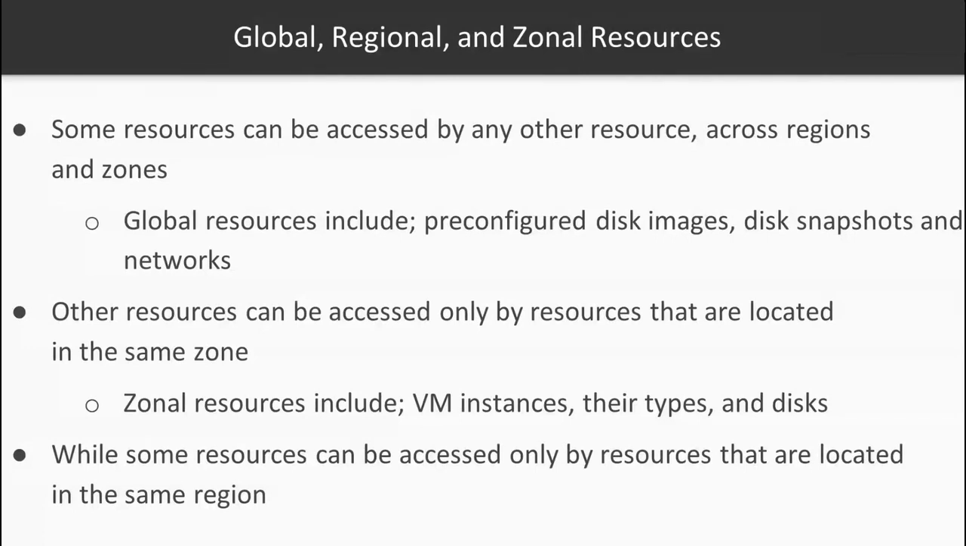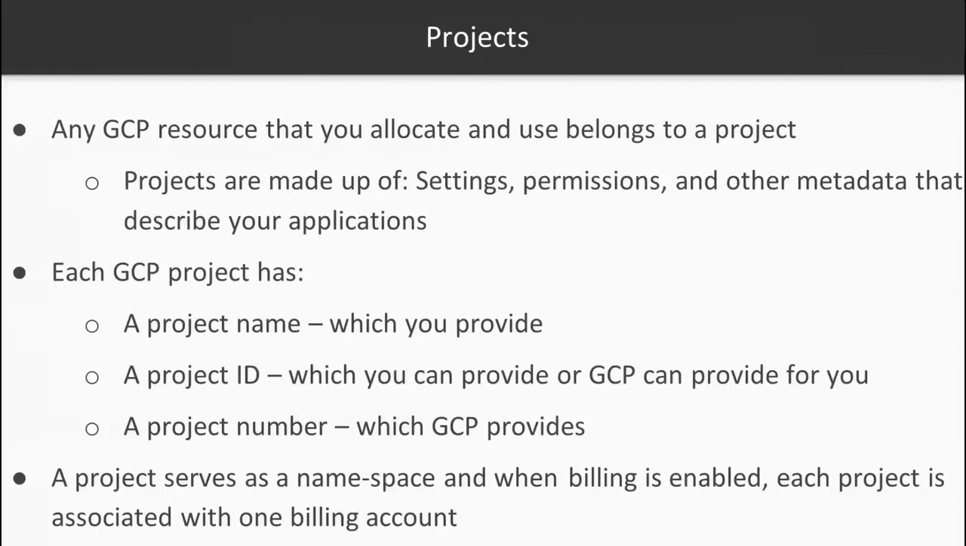And there are even some resources that can be accessed between zones, but only by resources living in the same region. Any resource in GCP belongs to a project. Projects are made up of settings, permissions, and other metadata that describes your application. Each project has a name, which you provide, a project ID, which you can provide or you can let GCP assign one for you, and a project number, but GCP decides on that.